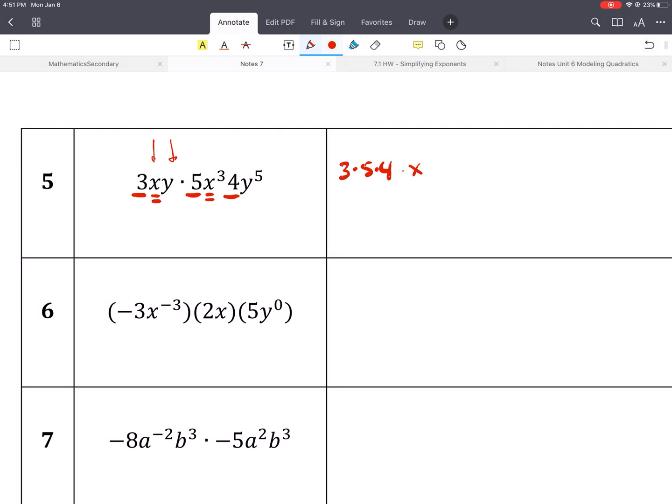I guess we could write it like this, x to the 1. If you're ever missing an exponent, it's always just going to be 1. So x to the 1, and then we have x to the 3rd. So we do x plus 3. Sorry, x to the 1 plus 3. And then we also have y's. So that would give us y to the 1 plus 5.